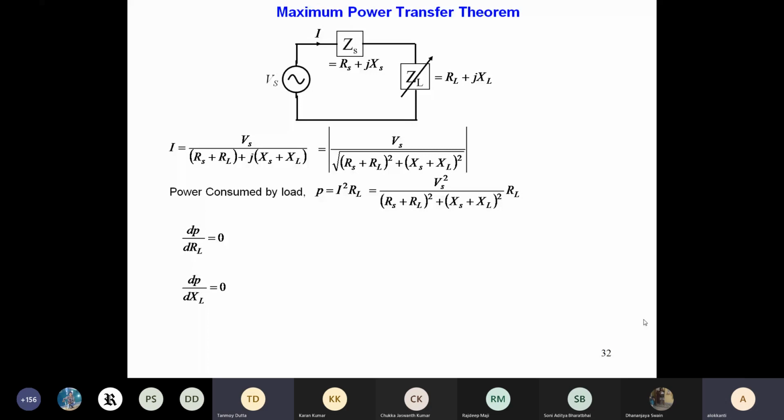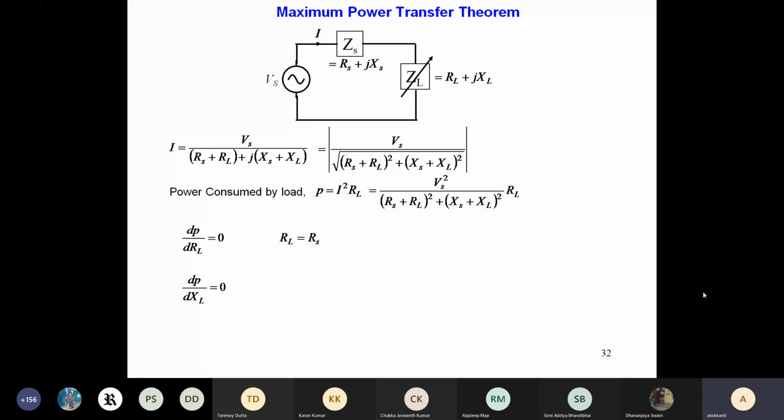So from these two derivatives, we will get two equations, and from one of the equations, we'll get the value of XL, and if we put the value in the first one, we'll get the value of RL. That is how I have done, and I got RL equal to RS and XL equal to X minus XS. Anyway, I am not going to teach derivatives here. Ultimately, you will get something like this.